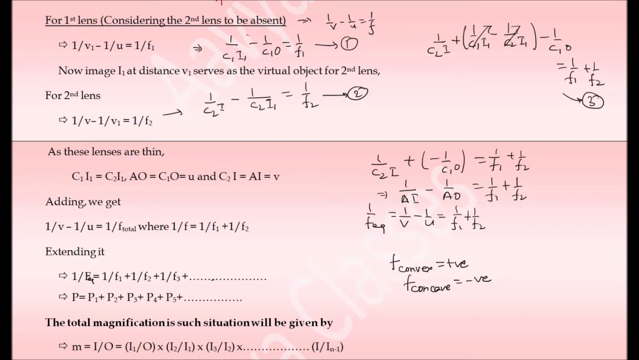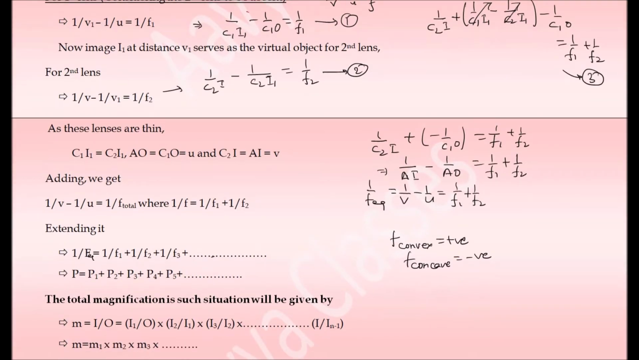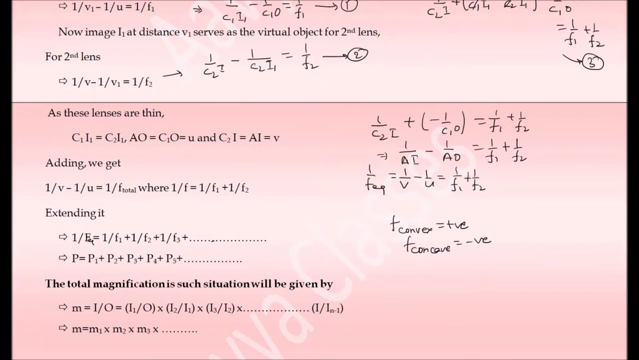Again, as we know that power is the inverse of focal length, so P is equal to P1 plus P2 plus P3 and so on. If two or more lenses are placed coaxially, and if all lenses are thin, then the power of the equivalent lens will simply be the addition of the powers of the individual lenses.